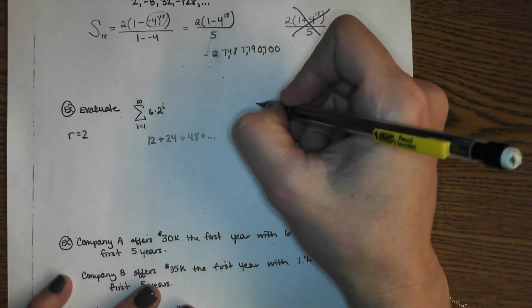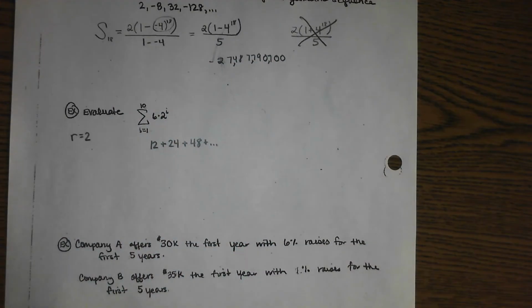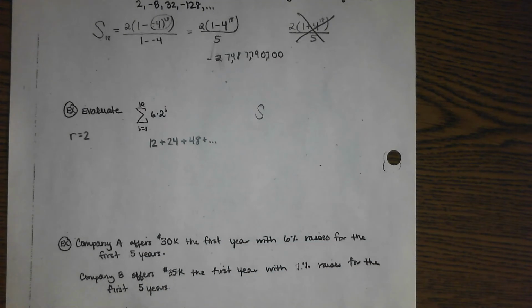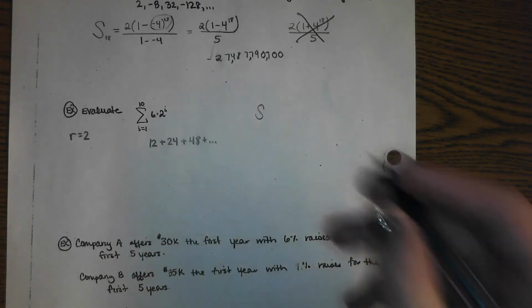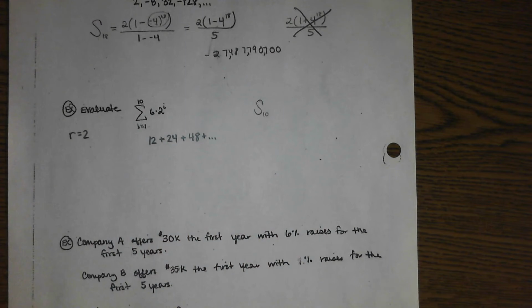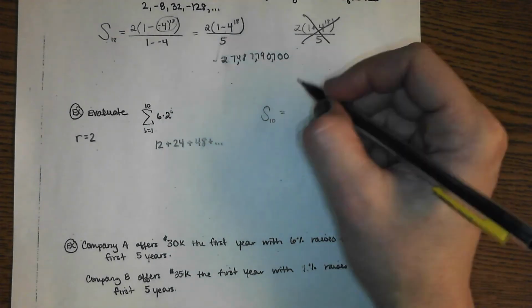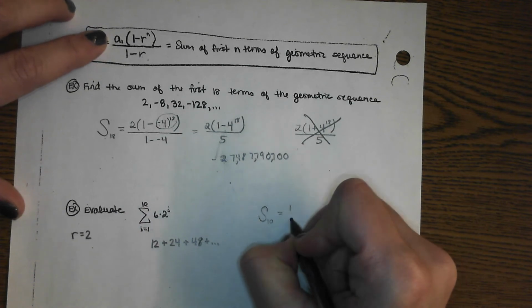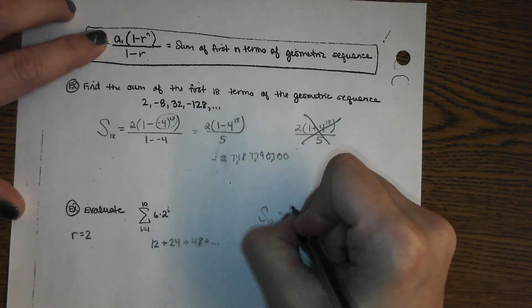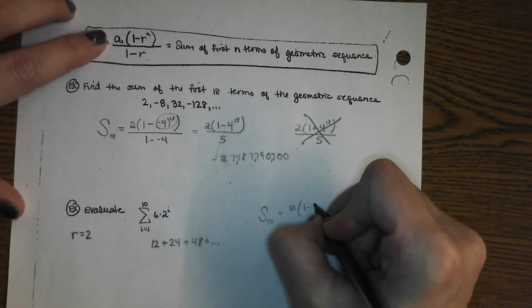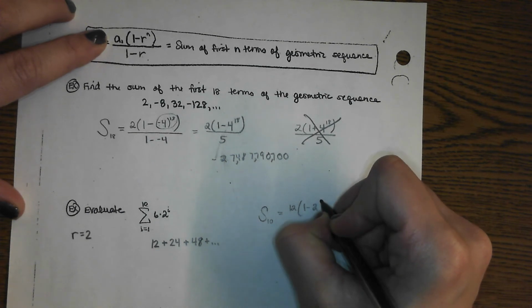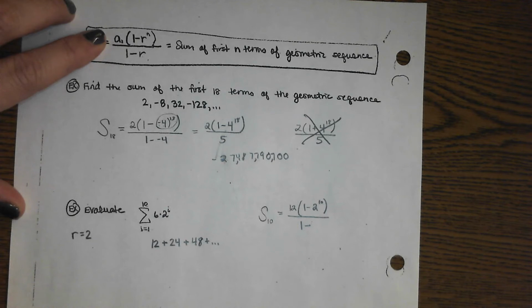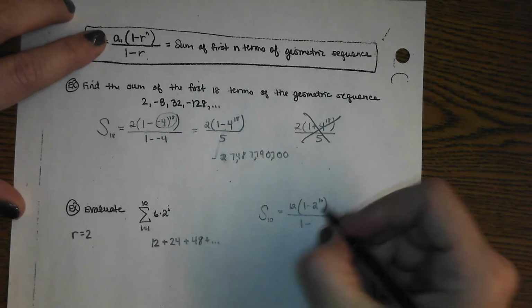So S sub, what's our n value? 10 terms, right? If you plug in 1 through 10, you're plugging in 10 terms. Equals a sub 1, I'm just pulling from my formula above. A sub 1, we already knew was 12, times 1 minus your 2 to the 10th power over 1 minus your r of 2.